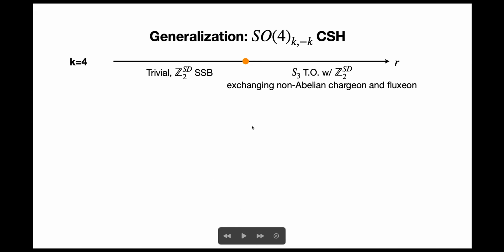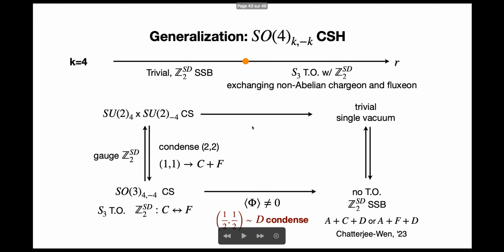Then you can check some interesting cases. For example, the next one is the k equals 4 case. If you run exactly the same procedure, you will find that this SU(2) level 2 minus 2, when you condense the two lines here, you will get the S3 topological order, ordinary discrete gauge theory.